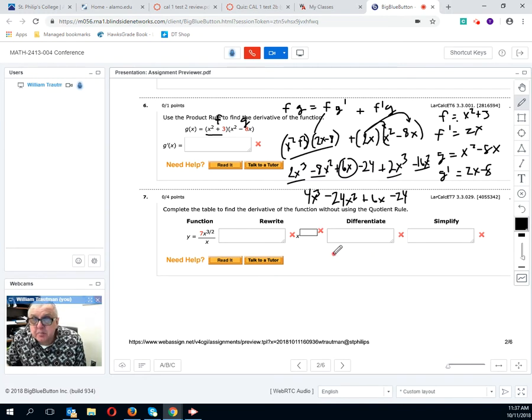Okay, so that is the product rule. So now we're going to do the quotient rule. Quotient means divide. The top is f, the bottom is g. Now you can do this problem once again without using the quotient rule, but I'm going to use the quotient rule just to show you.